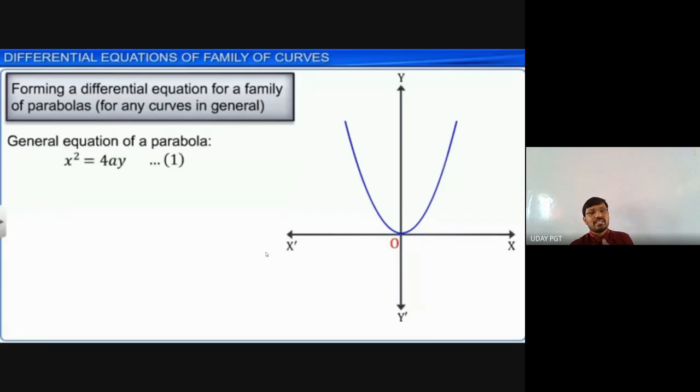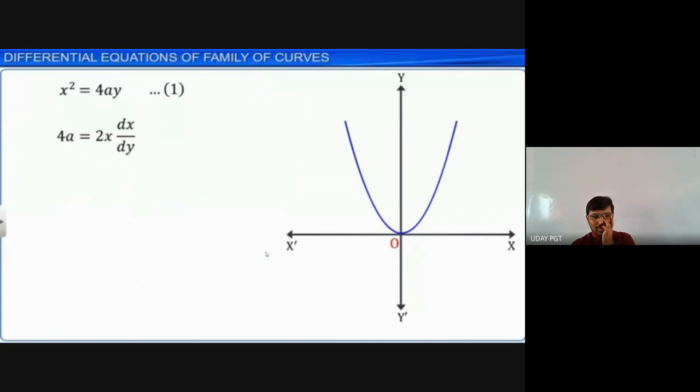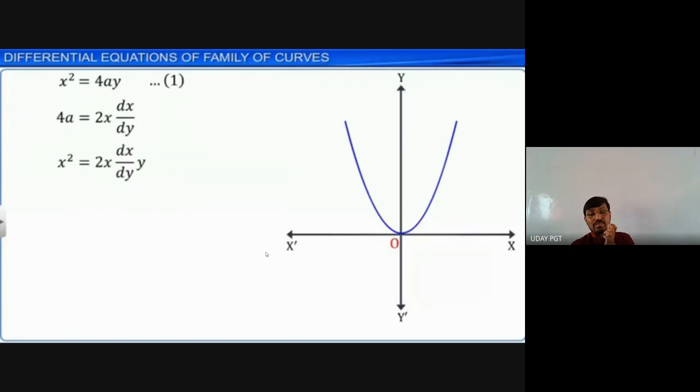That's why we call it x square equal to 4ay. So when you take x square equal to 4ay, differentiating with respect to x on both sides, we will get 2x equal to 4a into dy by dx. Now rearranging these terms, in the place of 4a you have to write 2x into dx by dy. The 4a you replace by 2x into dx by dy.